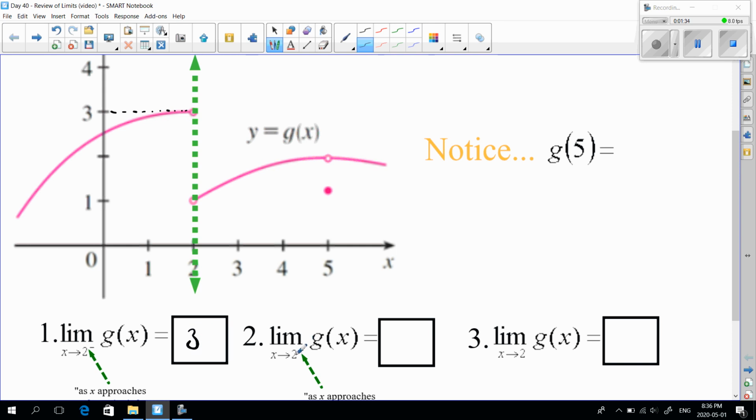This time I want to find the limit as x approaches 2 from the right. I don't need to move the straight edge. I'm working with this side of the curve, the right-hand side, and I'm working my way back towards an x value of 2. When I hit an x value of 2, I arrive at a height of 1. Now, in order for the limit to exist, the left-hand limit must equal the right-hand limit. We can see that they don't equal one another. 3 does not equal 1. So we would say the limit as x approaches 2 of g at x does not exist.